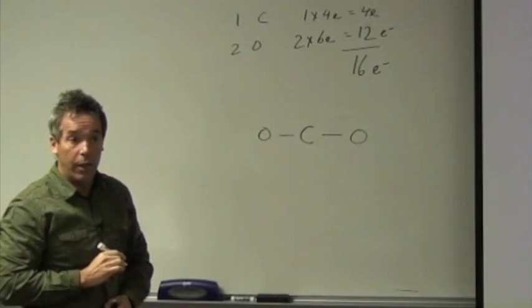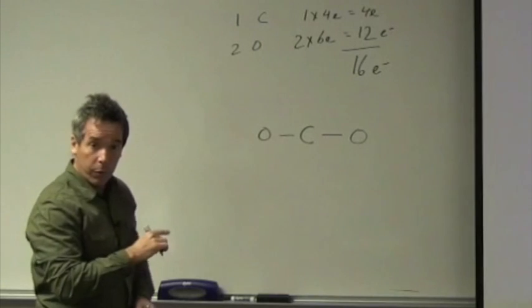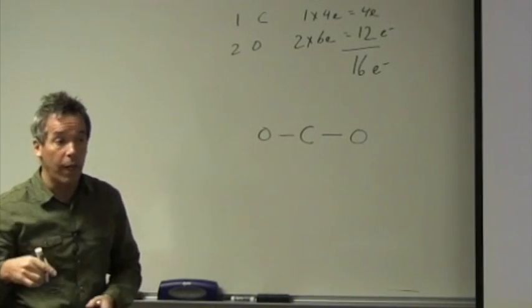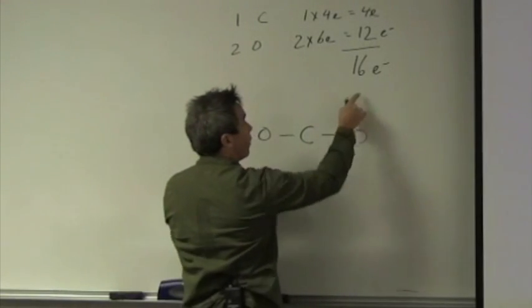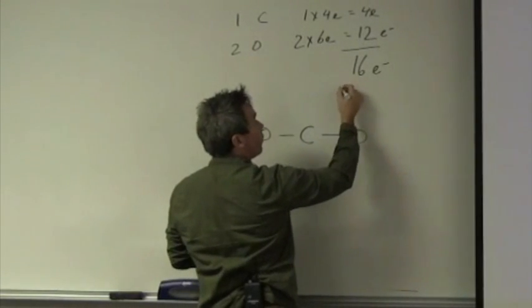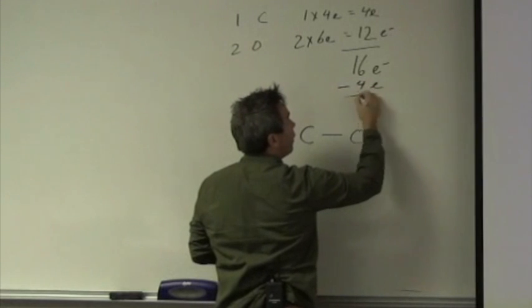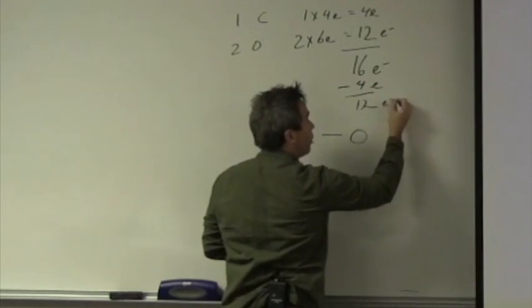How many electrons did I use there? 4. Step 3 tells us how many more electrons we have to add. So in step 3, I'm going to subtract the number I used from the total. So I know I'm going to have 16. I used 4 in the skeleton. It tells me I have 12 more electrons to add.